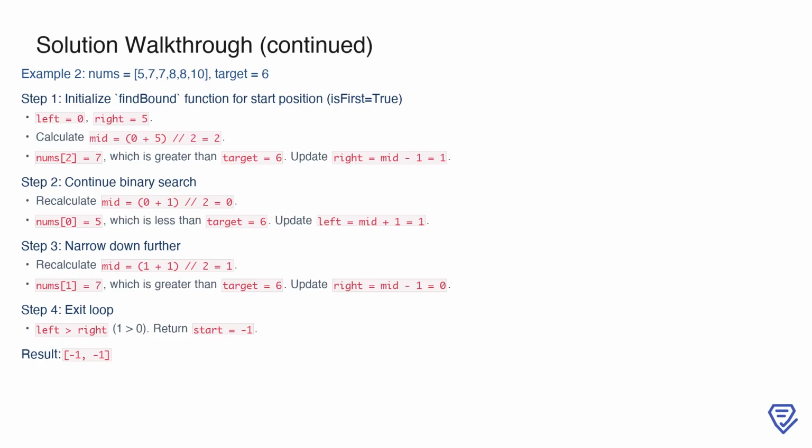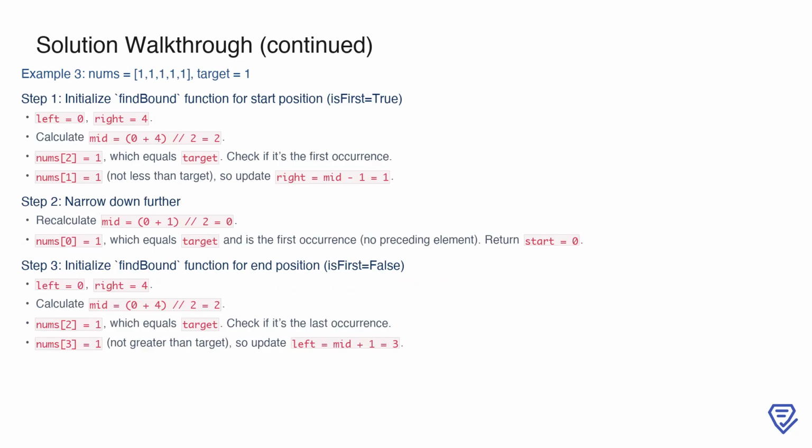Since 5 is less than the target, we now move to the right half by updating left to mid plus 1, which is 1. Finally, recalculating mid as 1 gives nums[1] equals 7, which is greater than the target. At this point, left is 1, right is 0, so left is greater than right, and we exit the loop and return start equals -1. Since the start position is -1, indicating the target doesn't exist in the array, the result is [-1, -1] for the range.